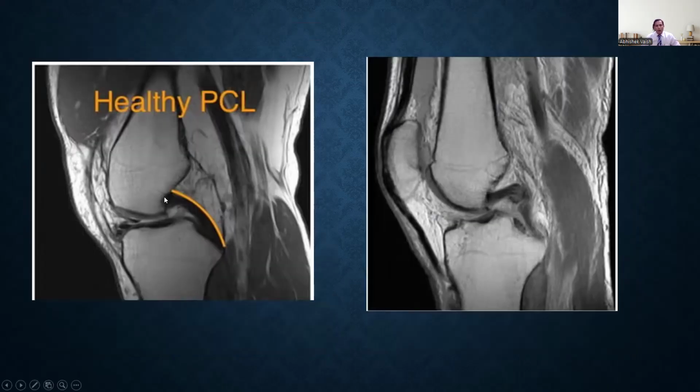So again, how does a PCL look? A PCL looks like this, attaching to the posterior aspect of the tibia and then going on and attaching to the femur on top. And a torn PCL looks like this. There is a loss of this smooth contour and it becomes wavy. And you can see there is a lot of signal change around the PCL, which suggests that there is bleeding and hence a tear.